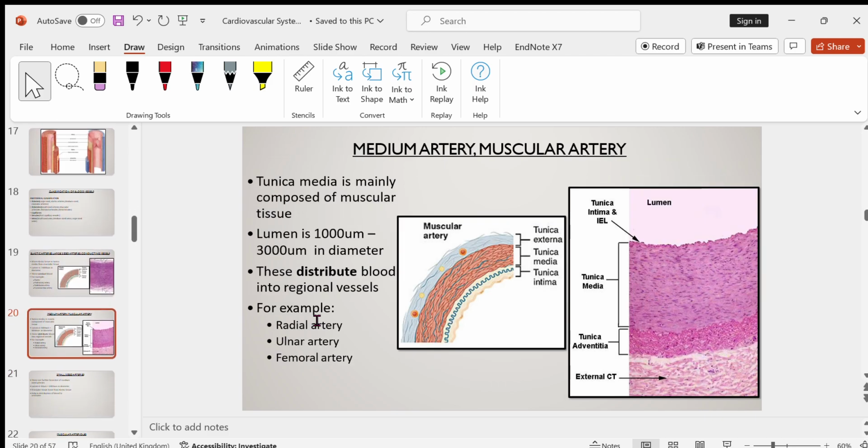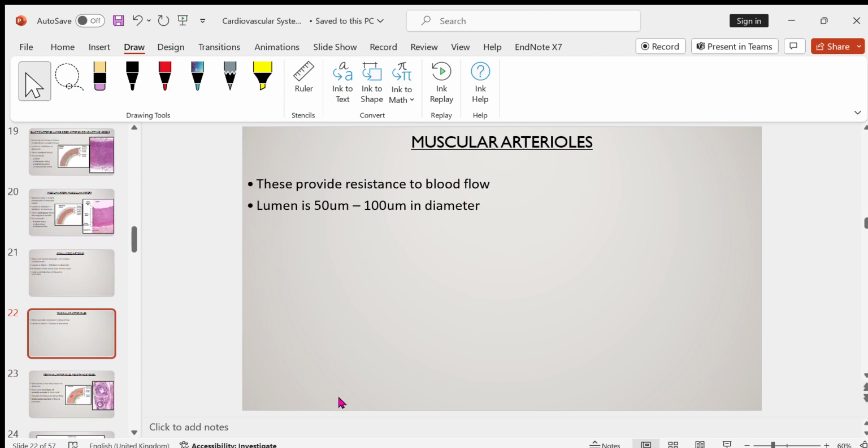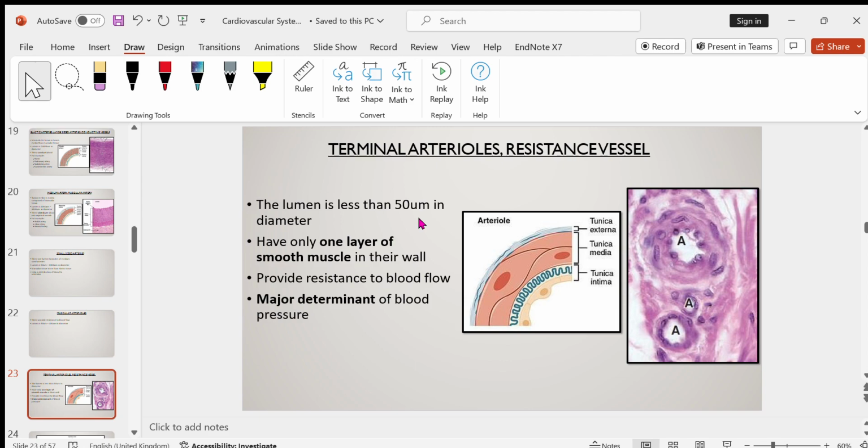Next is the medium artery or the muscular artery. It has a diameter that is slightly less than the large artery. They distribute blood into the regional vessels, and examples are the radial artery, the ulnar artery, and the femoral artery. Next are the small sized arteries. They have a further smaller diameter and they help in the distribution of blood to the arterioles. Now, muscular arterioles provide resistance to the blood flow and they have a diameter of only 50 to 100. Terminal arterioles are also called the resistance vessels. They have only one layer of smooth muscle in their wall and they are the major determinant of blood pressure.